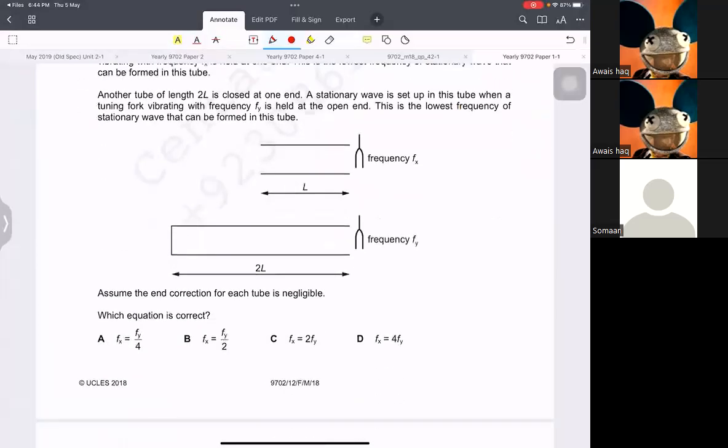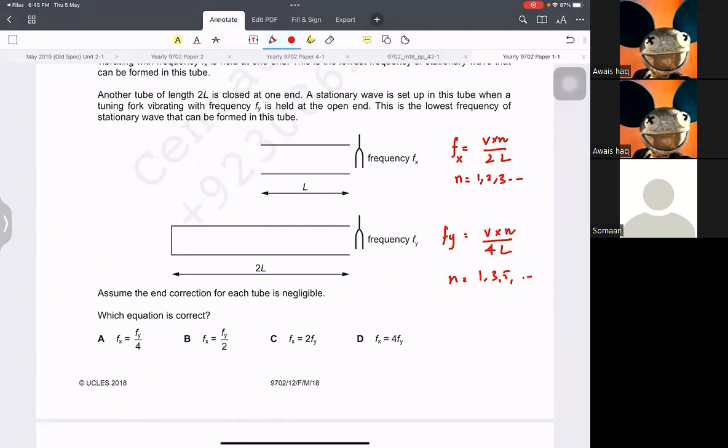Okay. Assuming the end correction is negligible, what is the correct equation? In this one, the frequency is given by V times N over 2L. You should remember the formulas. In this one, it is V times N over 4L. In this one, N is 1, 2, 3, and so on. In this, it is 1, 3, 5, and so on. Right. Okay.